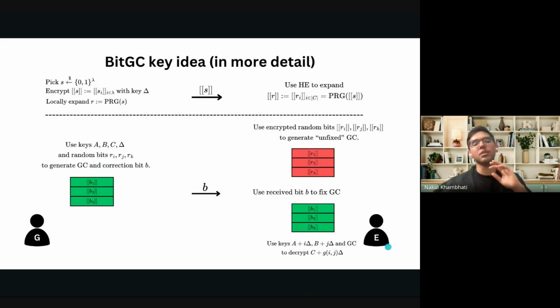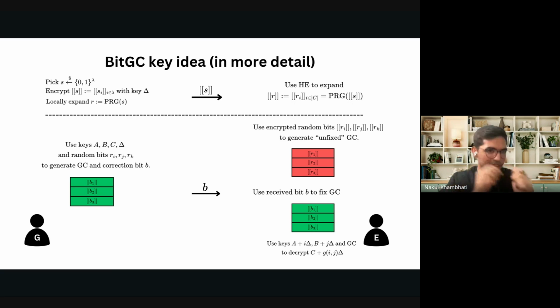In a little more detail, BitGC starts with a computationally more expensive pre-processing phase, independent of the circuit being computed and independent of any input. So this can be done beforehand, before they even agree on which function they want to compute. This uses low communication. What happens is the garbler picks a random seed, encrypts the bits of the seed with a secret key that only he knows, and sends over the encryption of the seed to the evaluator. The evaluator uses homomorphic encryption, more on that in the next slide, to homomorphically expand this encrypted seed into a lot of random encrypted bits.